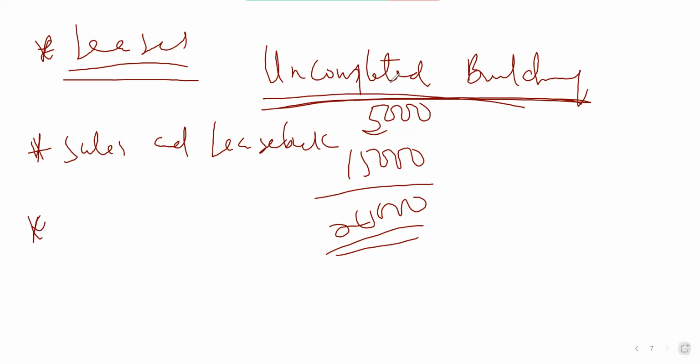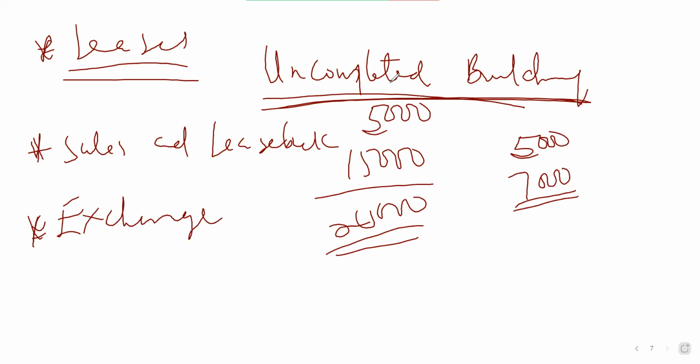Another form is where we have exchange. You can also get an asset through exchange, where I need a plant and someone has land, but the person also needs a plant and I also need land. So what we do is we just exchange the two assets. But if that happens, how do we recognize this transaction? Assuming the asset I'm giving out has a value of 5,000 and the one I'm receiving is 7,000, how am I going to recognize this asset?